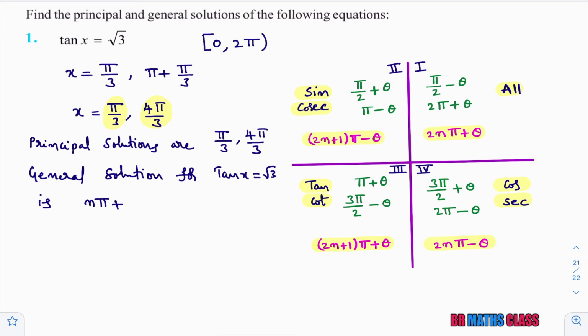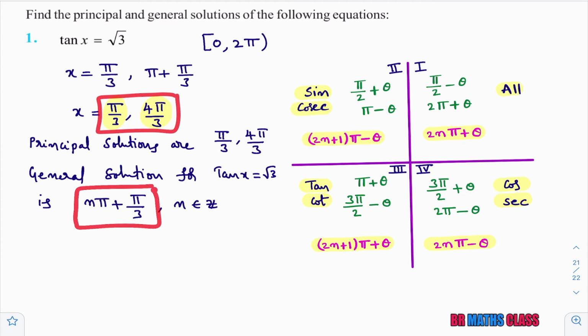In that formula, what is alpha? Alpha is the principal solution. Here, you have two principal solutions. Now, you can write any one. Generally, we will prefer the first one. So, what will you write here? Alpha is pi by 3. So, the general solution for tan x equal to root 3 is n pi plus pi by 3. In this, what is n? n is an integer. So, for this problem, they are asking to find the principal solution and general solution. This is the principal solution and this is the general solution.